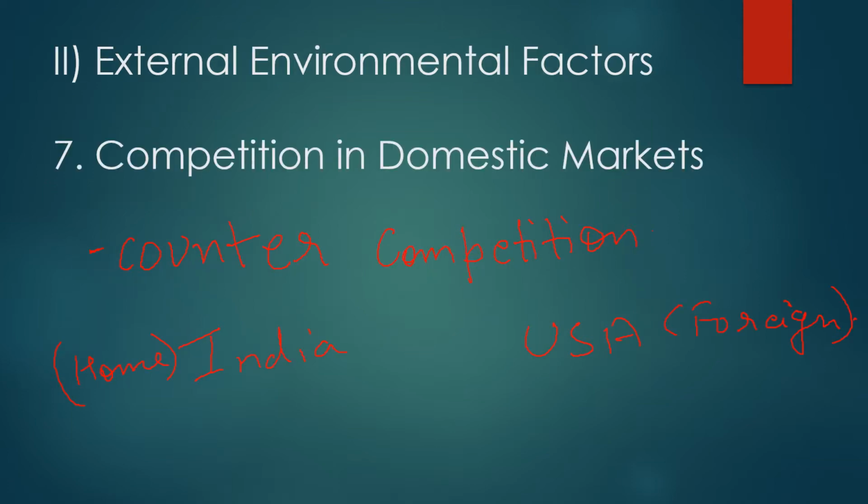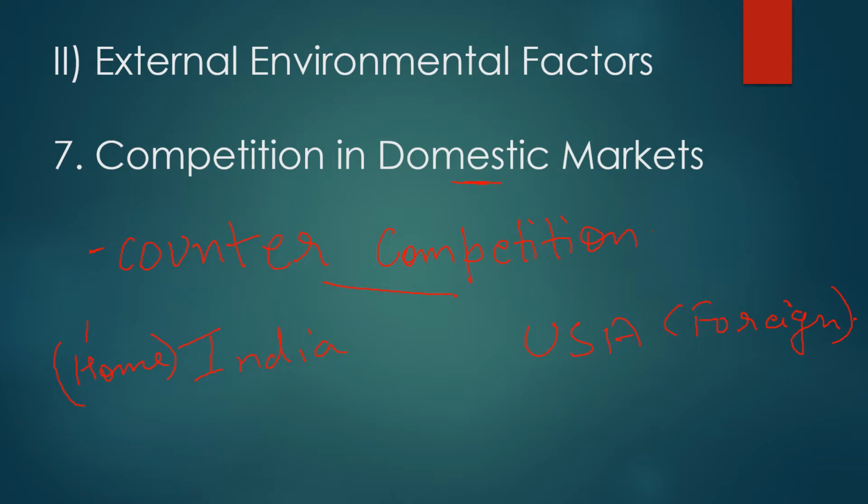Now we are moving on to the second group, that is external environmental factors. So what are the external environmental factors that actually motivate business firms to enter into international marketing? The first point over here is competition in domestic markets. Now what happens is that there is something called counter competition, and this concept will be understood by an example.